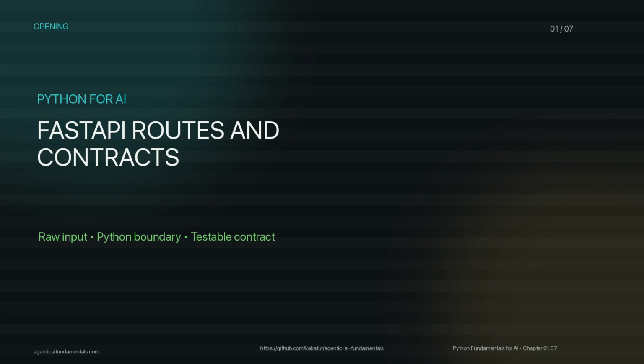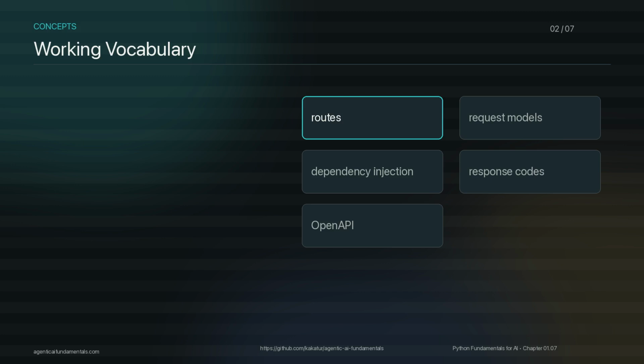FastAPI owns the HTTP boundary. The core function owns the behavior we want to test directly. The terms are routes, request models, dependency injection, response codes, and OpenAPI.